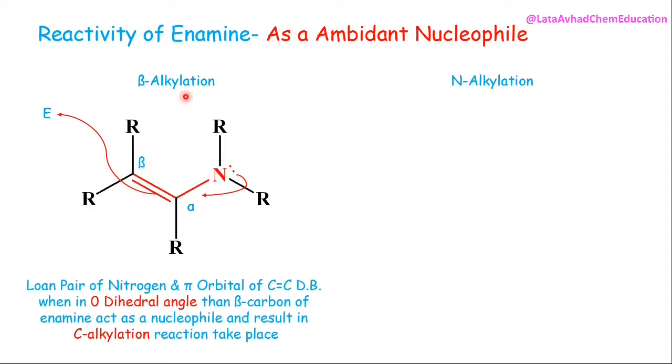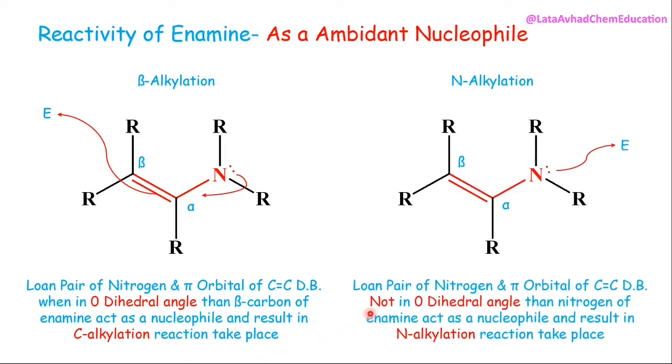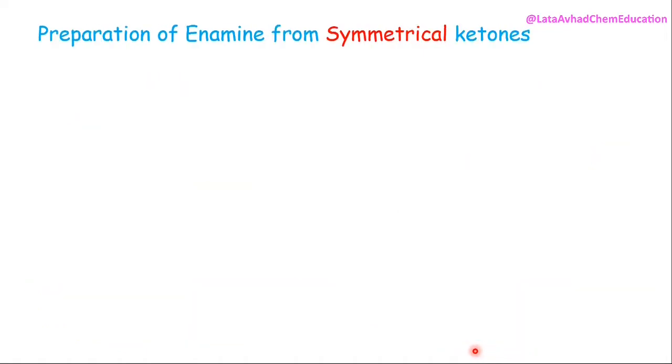So the condition for beta alkylation: when the lone pair of nitrogen and the pi orbital of the carbon-carbon double bond are at zero dihedral angle, then the beta carbon of enamine acts as a nucleophile and beta alkylation takes place, which is also called carbon alkylation. And the condition for N alkylation is that the lone pair of nitrogen and the pi orbital of the carbon-carbon double bond are not at zero dihedral angle, then nitrogen of enamine acts as a nucleophile and N alkylation takes place.